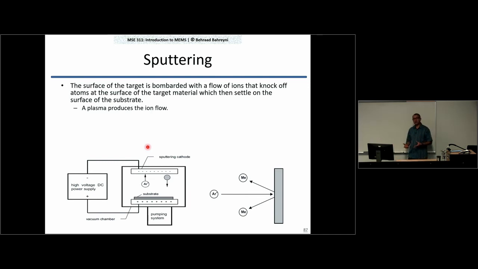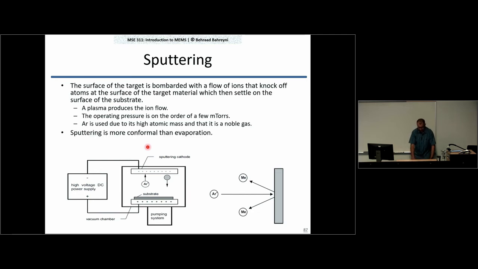How do I ionize argon? Well, that is done through creating a plasma inside the vacuum chamber. So once you drop the pressure to about millitorr levels, you let some argon gas inside the chamber, and you produce a plasma using the electric field that is in there. And the outcome of a sputtering, as we described here, is a film that is more conformal than evaporation.